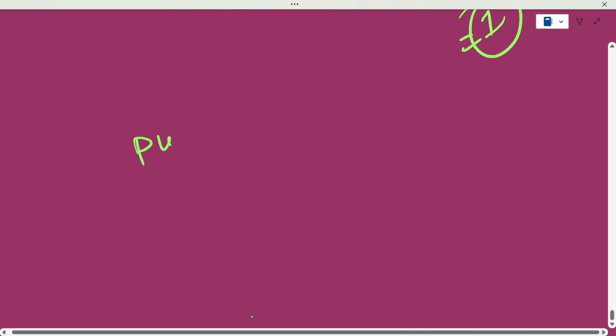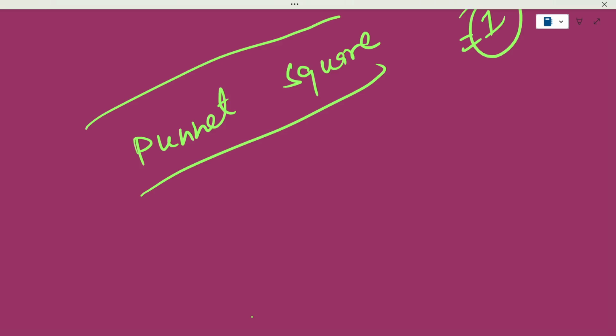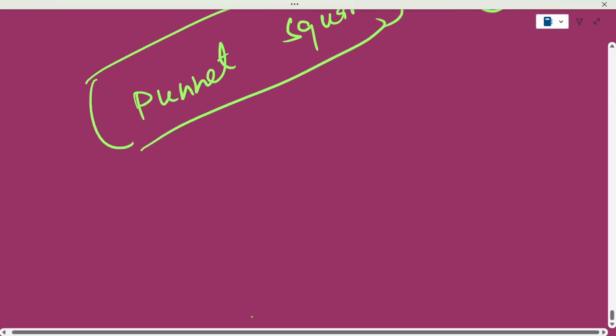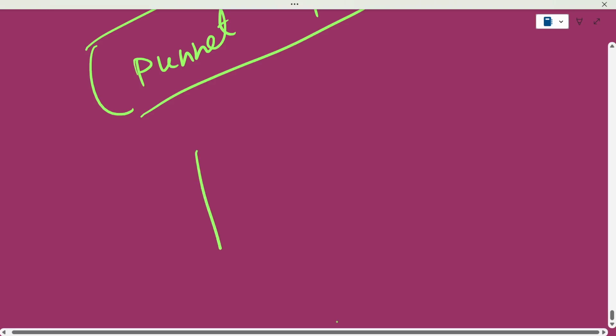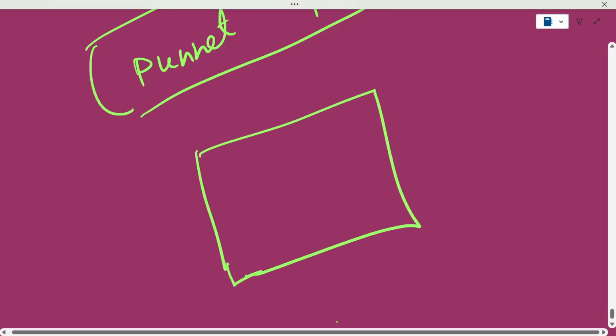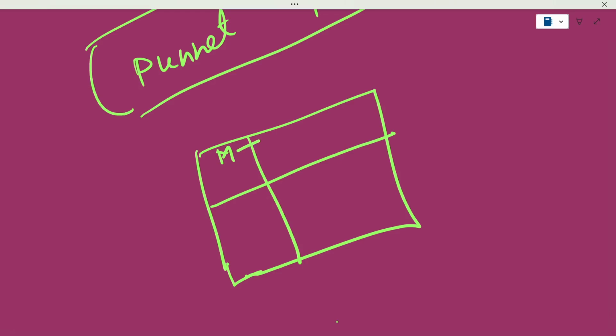Now let's have a look at Punnett square. So Punnett square is a diagrammatic representation which is used to derive the inheritance of genes in an offspring. So Punnett square इस तरह से, so this row is for male, this one is for female.